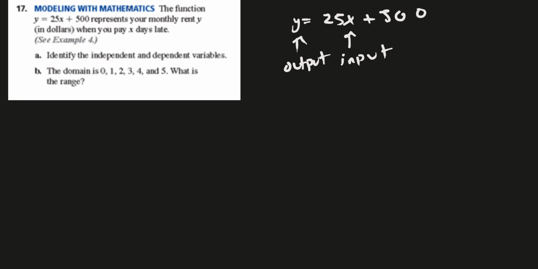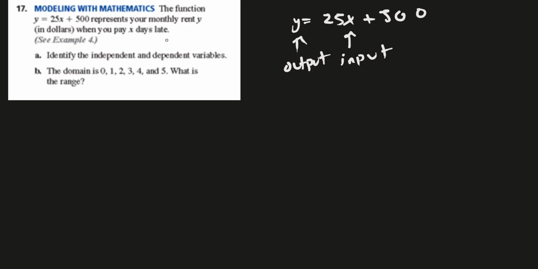So in this video, we're going to be looking at problem number 17. Modeling with mathematics. The function y equals 25x plus 500. It's a function because we have an input, and this is our input. We have an output. It's our output. So it represents your monthly rent, y in dollars, and the x number of days that you pay.